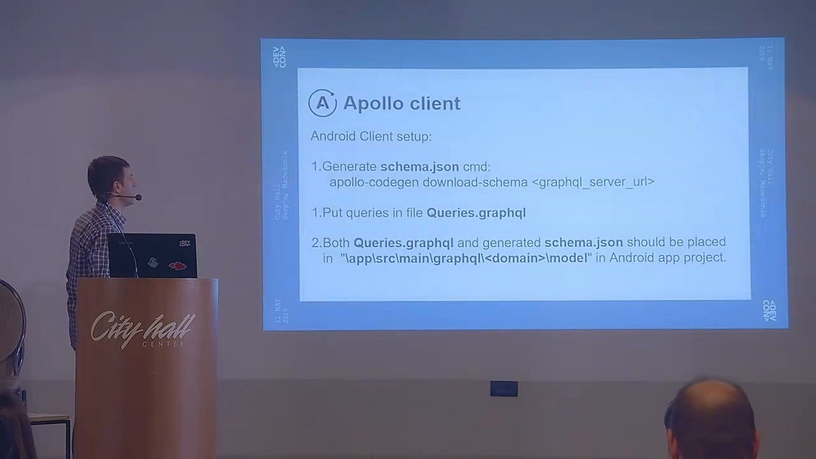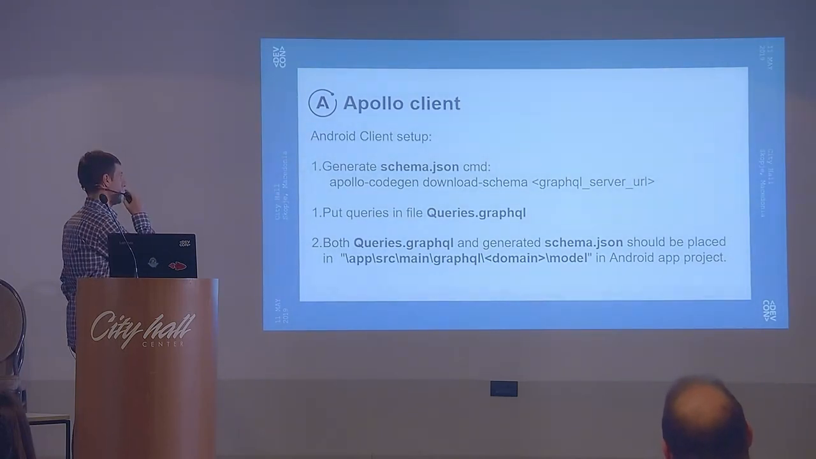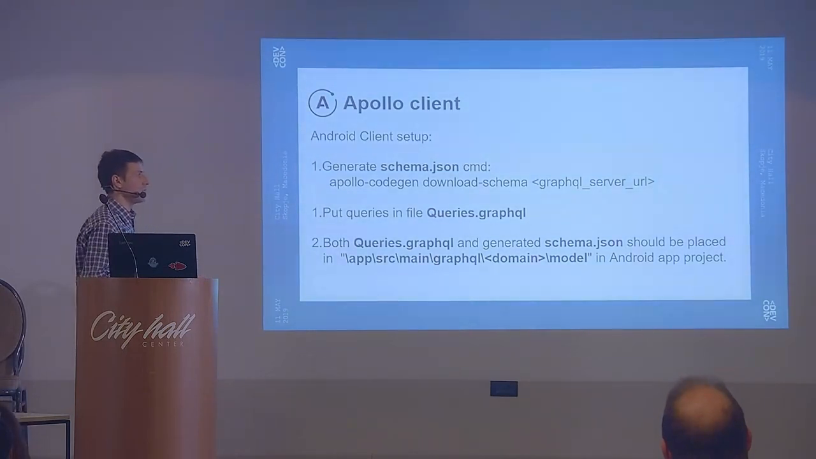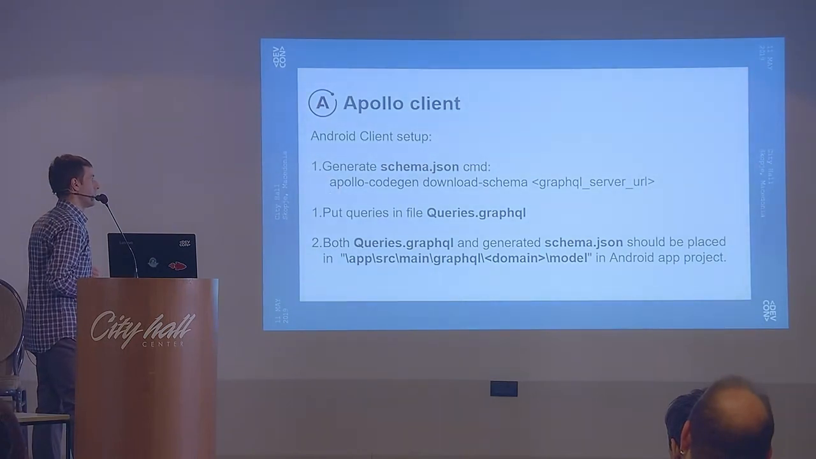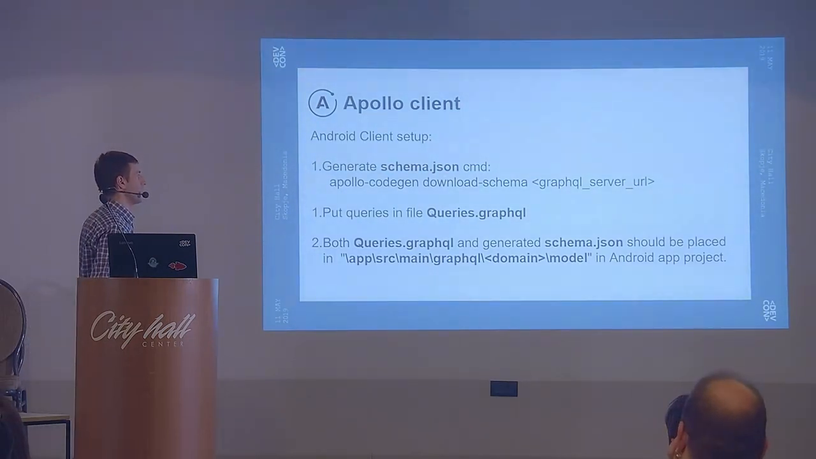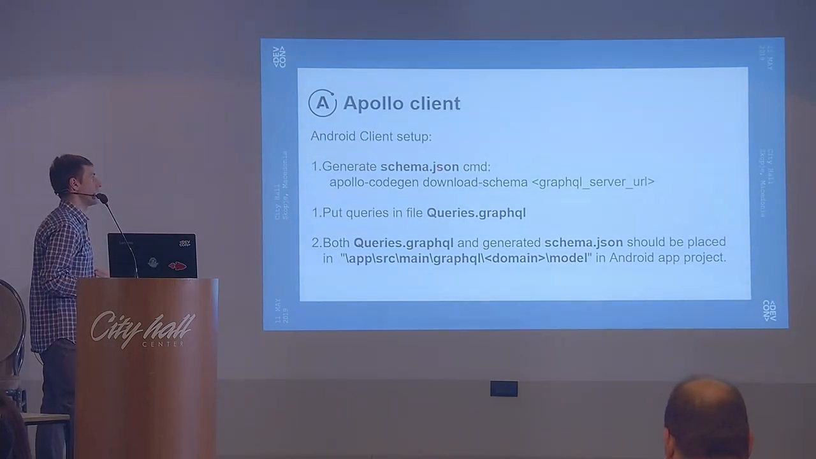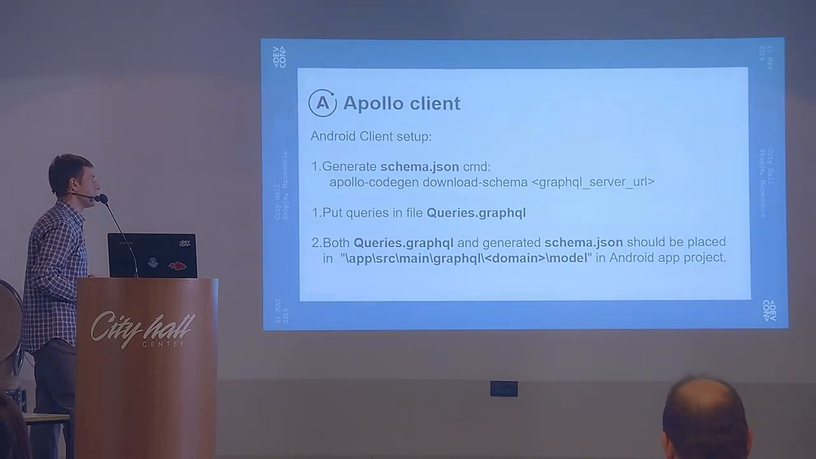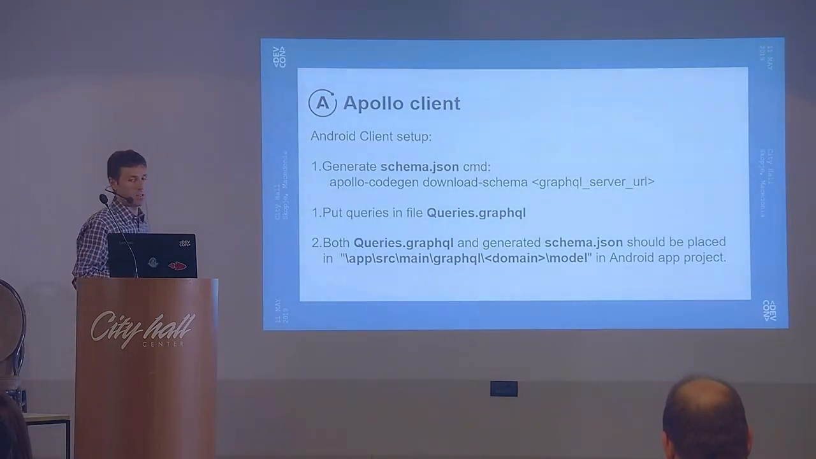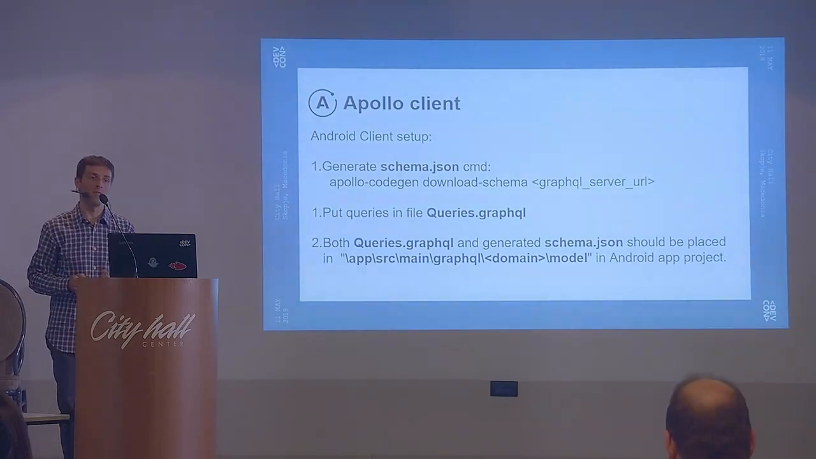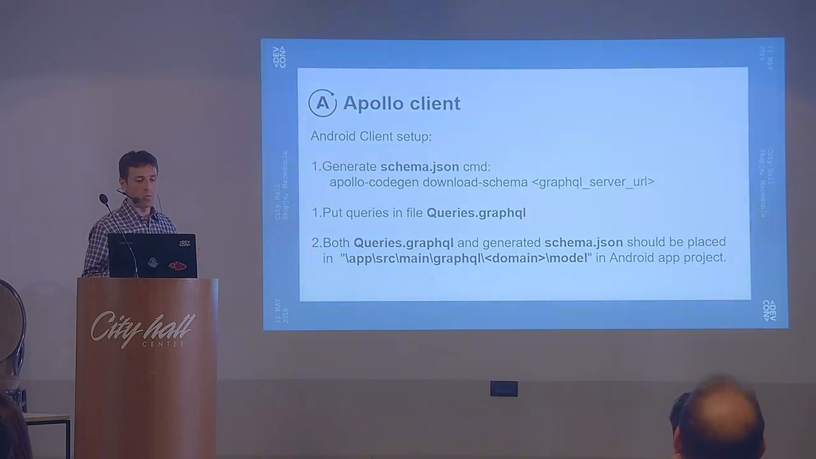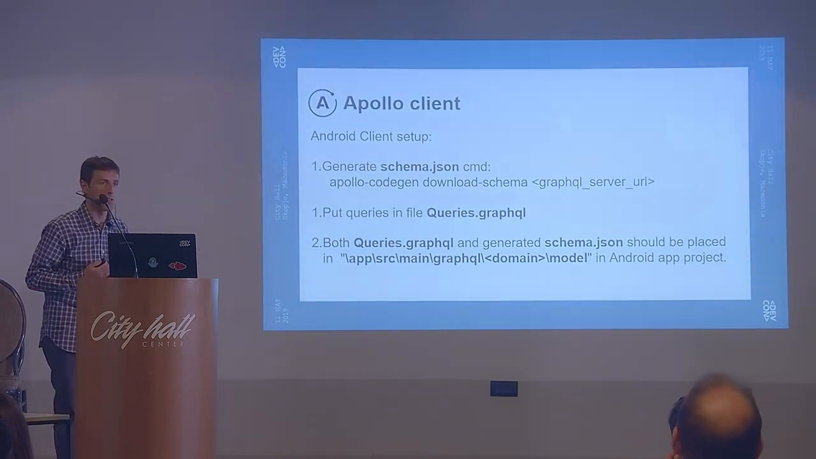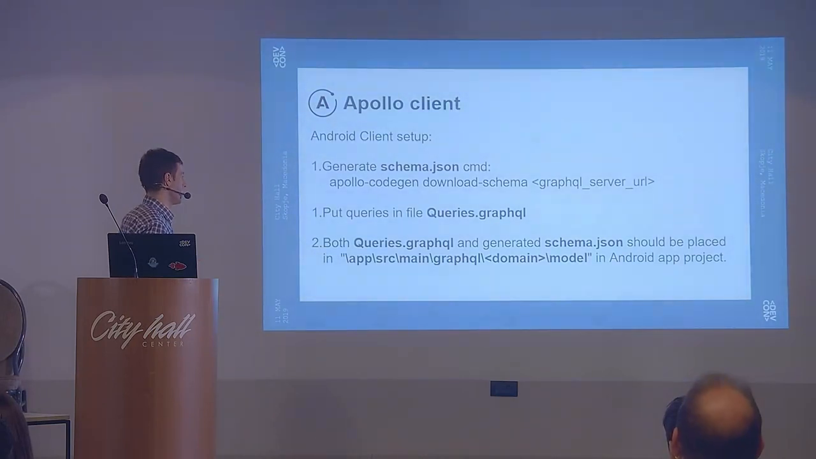About the setup of the Android client, we need to know what the possibilities are for getting data from the server. We will use the Apollo codegen to get the schema. Here is described what is actually possible to do on the server side. And here we are writing the queries, what data we want to get from the server. Both files should be added to the Android project.